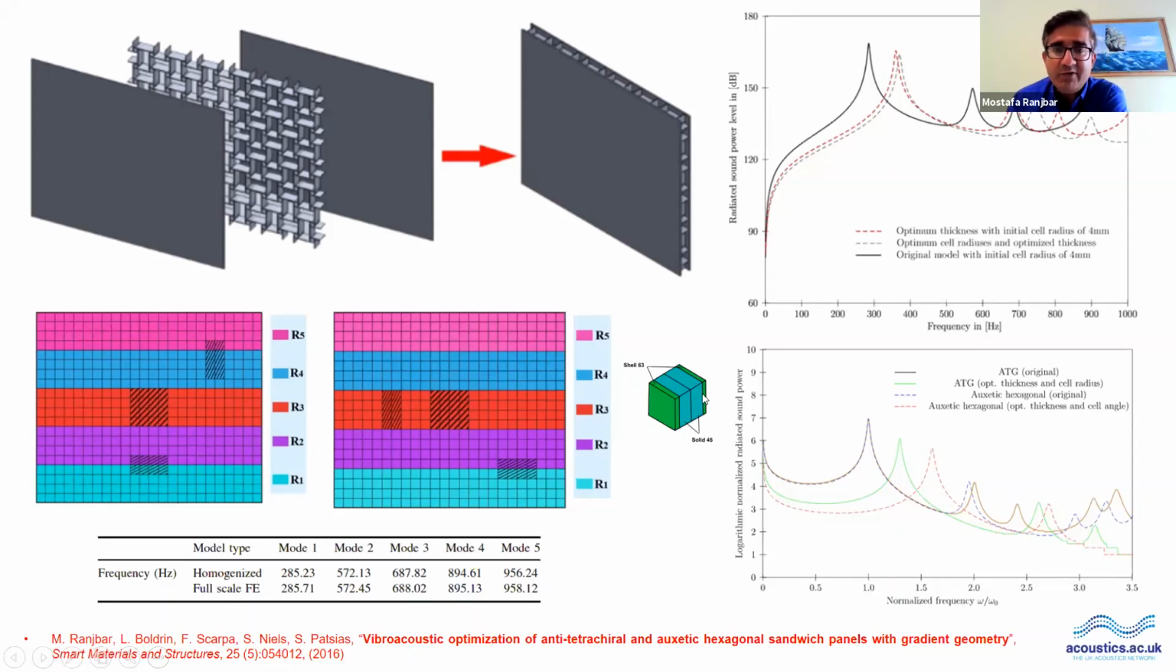So here you can see the homogenized sample, by doing a sensitivity analysis on the type of the element that were useful for the modeling. And here you can see that this is the original model with initial cell radius of 4 millimeter. That means for all of the cells we have one same initial cell radius. And then here the dashed line, the gray one, is the optimum cell radius and optimized thickness. And the red one is optimum thickness with initial cell radius of 4 millimeter.